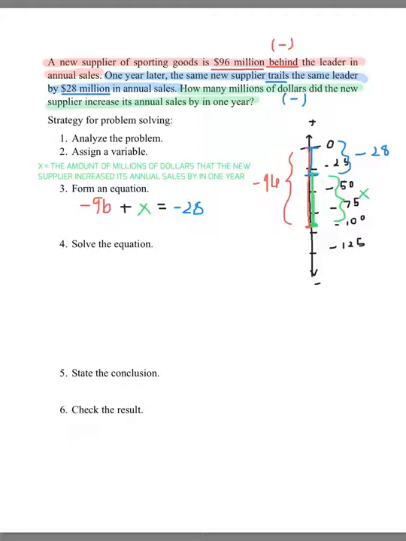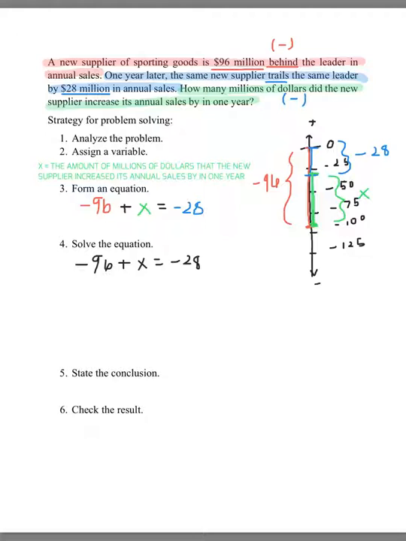So there we go. That's going to go ahead and be our equation. So now let us go ahead and solve the equation. Again, when solving the equation, you always want to start off with the original equation found in step 3. So we'll have negative 96 plus X equals negative 28.